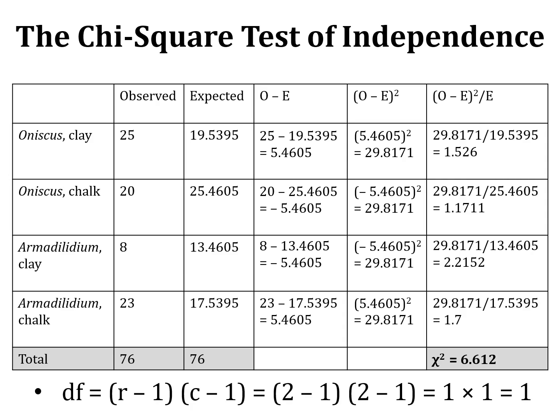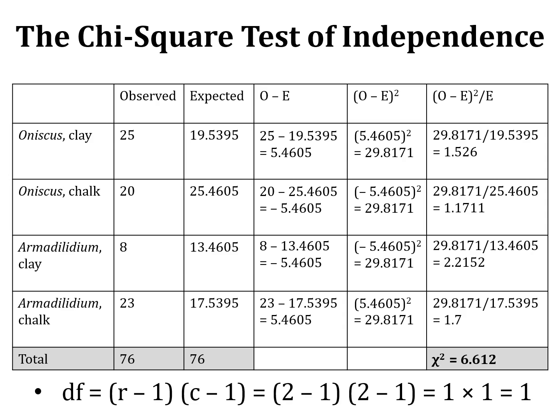So how many rows do we have in this example? We have 2 rows. And how many columns do we have? We have 2 columns. So 2 minus 1 is equal to 1, and 2 minus 1 for columns is also equal to 1, and then they're multiplied and their answer is also 1. So our degree of freedom in this case is 1.